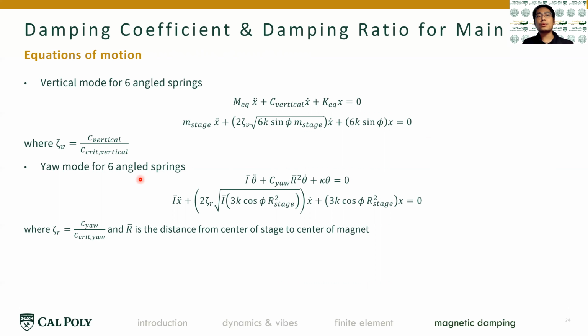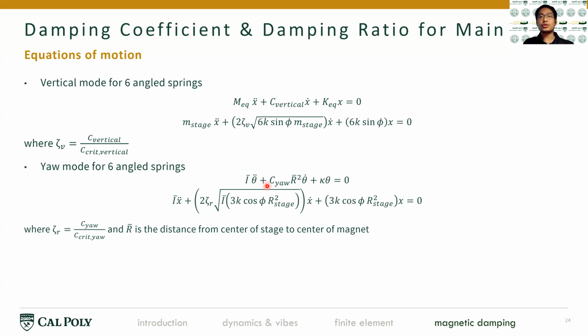And we will do the same thing for the yaw mode. And this is the equation for the yaw mode. Notice that here we have to add the R bar squared term into the yaw mode, because C yaw, out of the simulation for the damping coefficient, has the unit of Newton times second per meter. So it's not the typical unit you will see for a rotational or yaw mode.